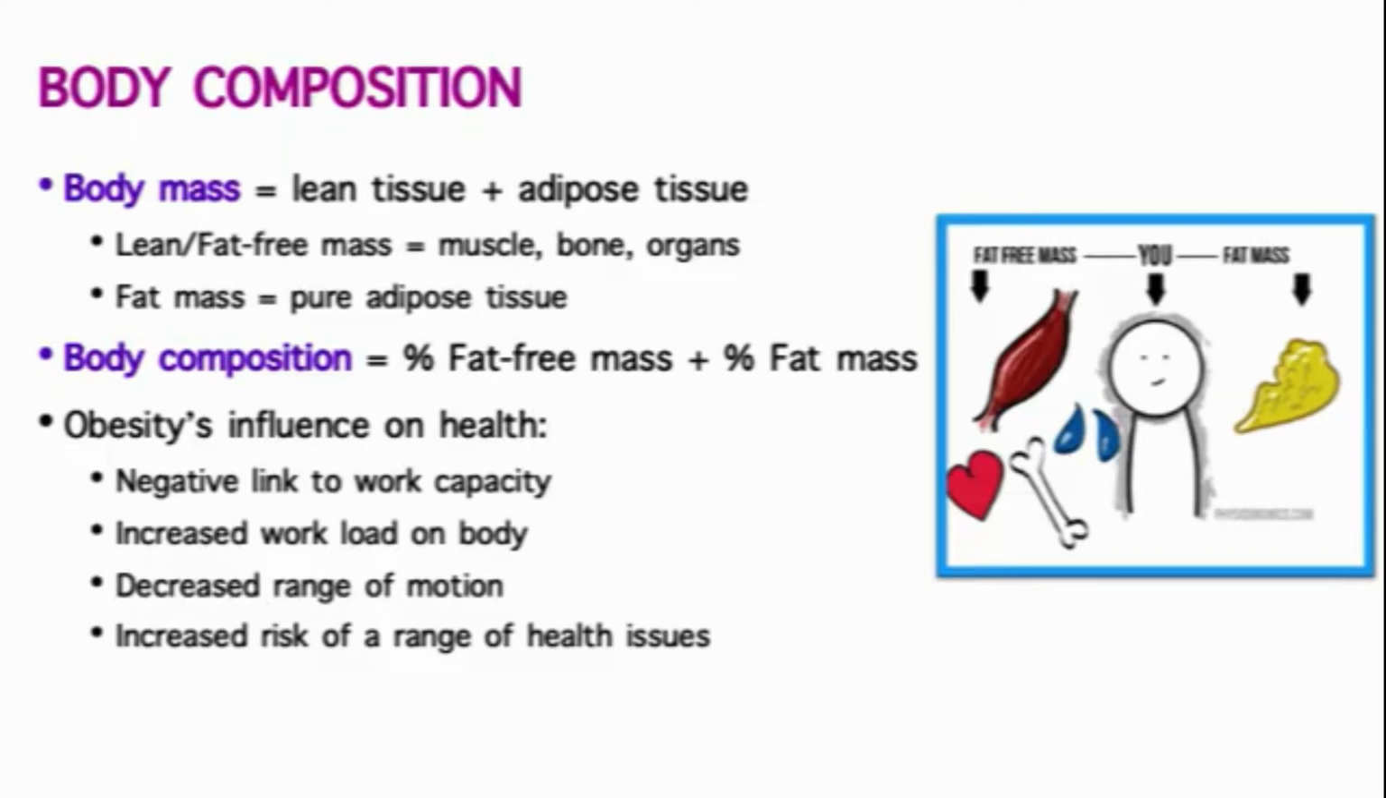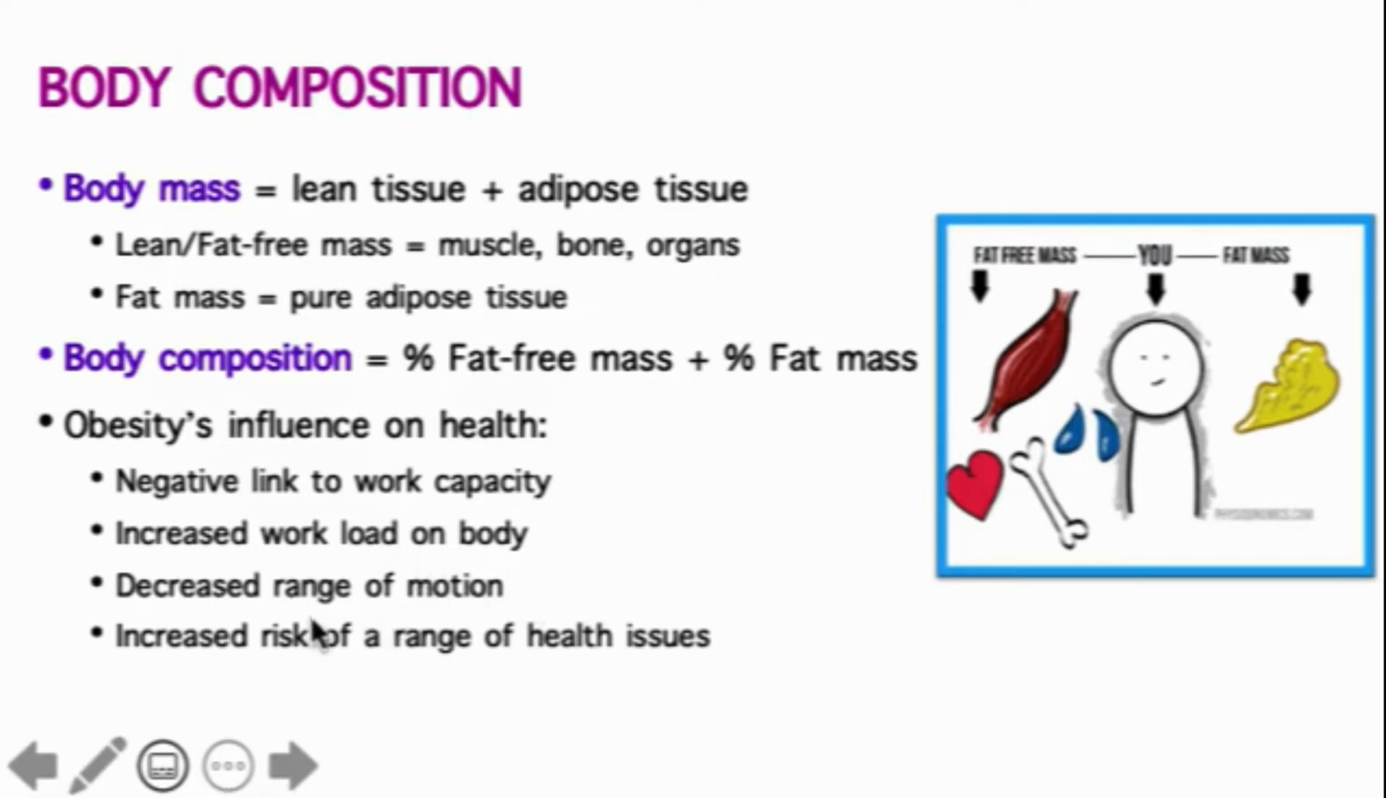Obesity is linked with heart disease, and there are certain risk factors associated with different types of diseases and cancers. Obesity or being overweight can have a lot more negative effects than if you're at an ideal weight or underweight, although the other end of the spectrum is still important to talk about, right? But in terms of obesity, it has a negative link to work capacity and increased workload on the body, right? If you're carrying more weight, it takes a lot more energy to move that weight around.